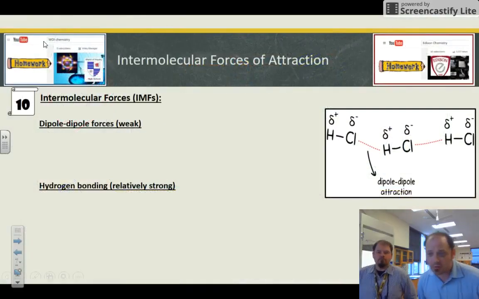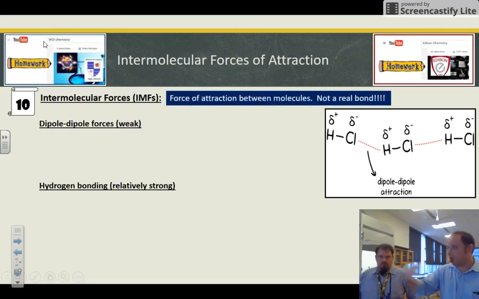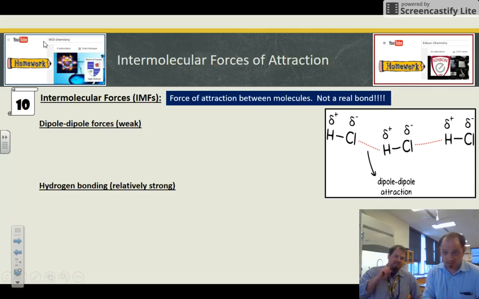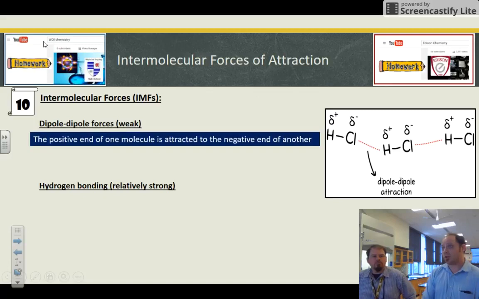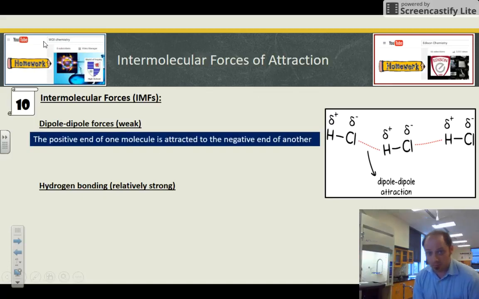So intermolecular forces in general are just a force of attraction between molecules. So this is only for covalent things. And it's not a real bond. Correct. Not at all. And the one type is called a dipole-dipole force.